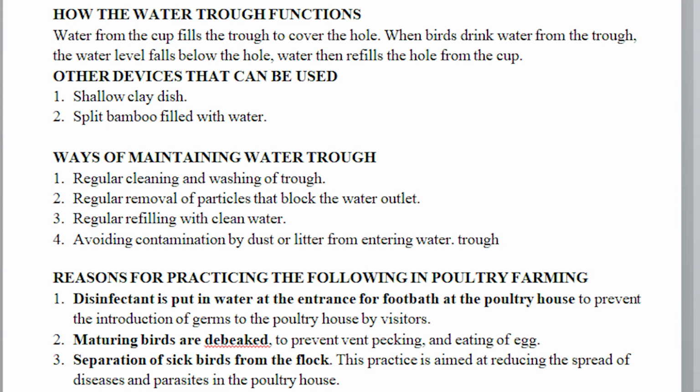All right, let us look at reasons why the following practices are carried out in poultry production. Number 1, disinfectant is put in water at the entrance for a foot bath at the poultry house, and this is done to prevent the introduction of germs to the poultry house by visitors. Number 2, maturing birds are debeaked, and this is done to prevent vent pecking and eating of eggs. Number 3, separation of sick birds from the flock, and this practice is done to reduce the spread of disease and parasites in the poultry house.